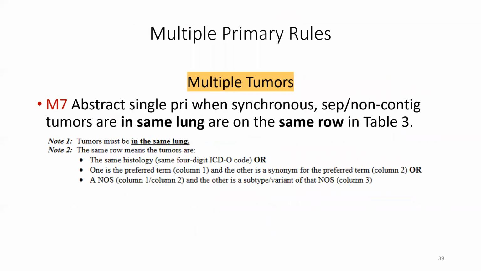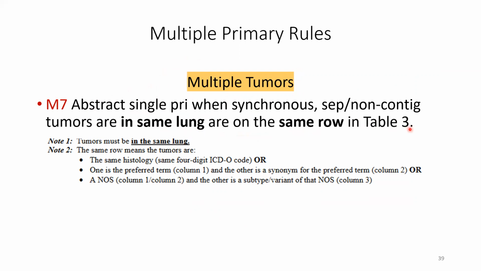And M7, this has to be the same lung. The reason this is not before M6 is because they want to be sure we don't have distinct and separate histologies. So we are in the multiple tumor section. It's telling us to abstract a single primary when those tumors are in the same lung and they are on the same row in table 3.